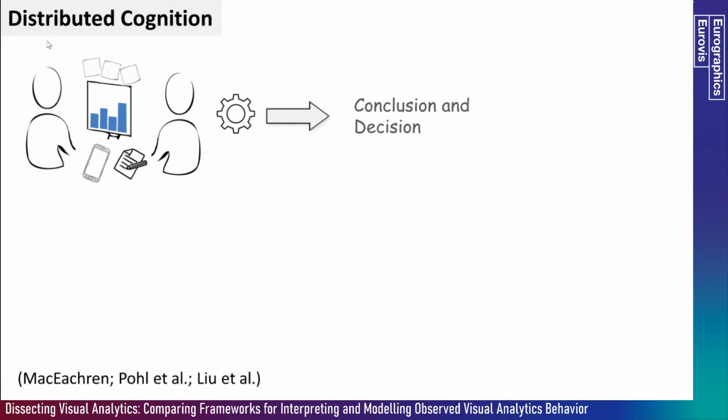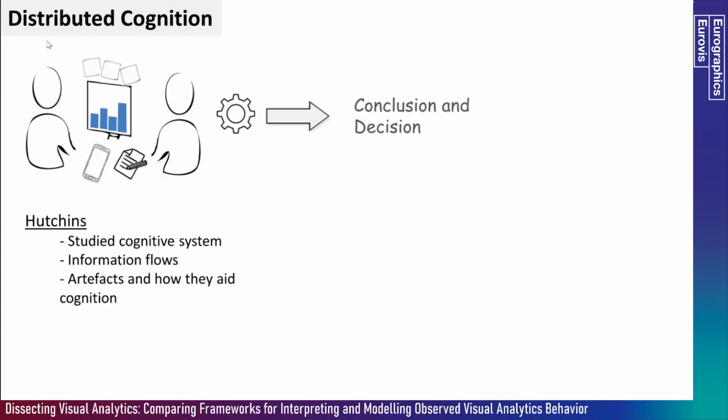HCI has really latched onto that benefit and evolved frameworks for studying distributed cognitive systems. For example, Hutchins tells us to pay close attention to the components of the studied cognitive system, how the information flows between those components, and the physical and digital artifacts and how they aid cognition.